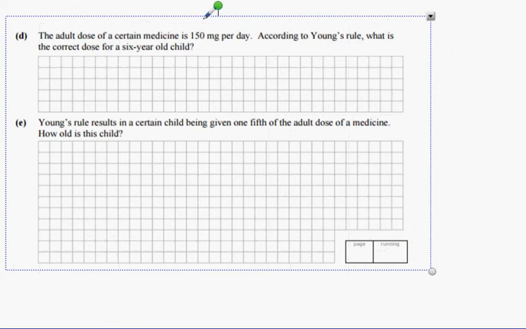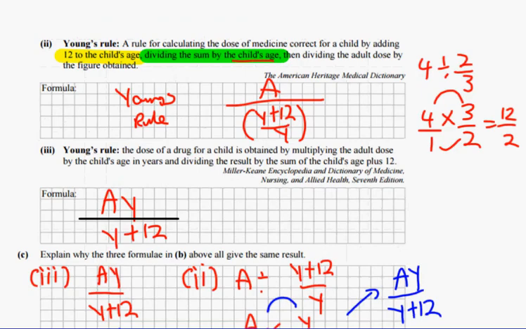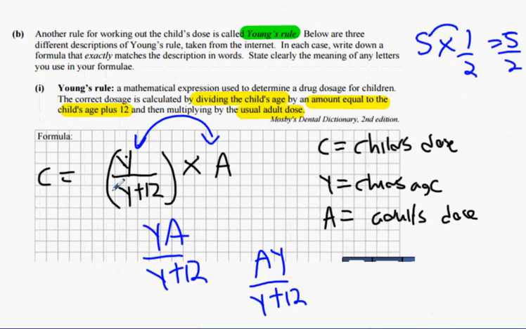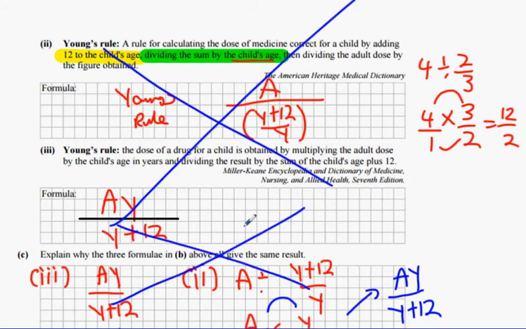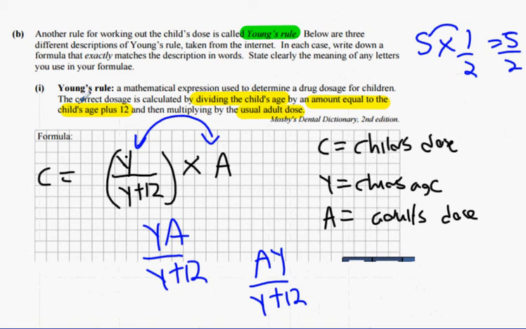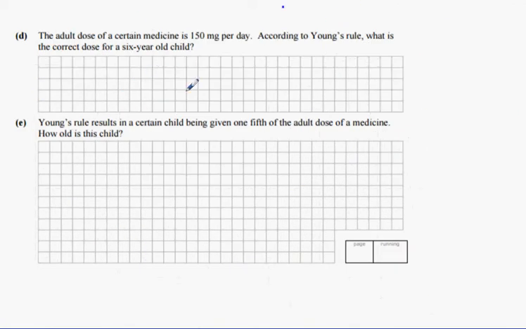The adult dose of a certain medicine is 150. Just to be clear about this, okay? In this question, if you only managed to get part 1 done, imagine that you didn't get part 2 or 3, you're still able to do the questions further down. You can still do question D without having any of this done. Just by having part 1 correct, you're still eligible to get all the rest from D onwards. You're still in the game.